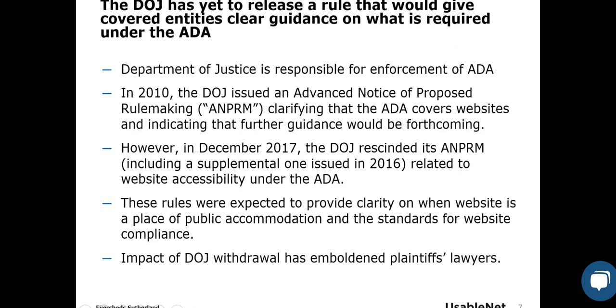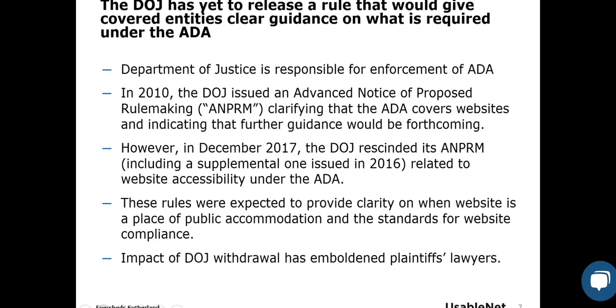The current administration came in on a platform of deregulation. And generally speaking, any regulation that had not been formally adopted got pulled. WCAG, the technical specs for web access, for what would make a website ADA compliant, got pulled.